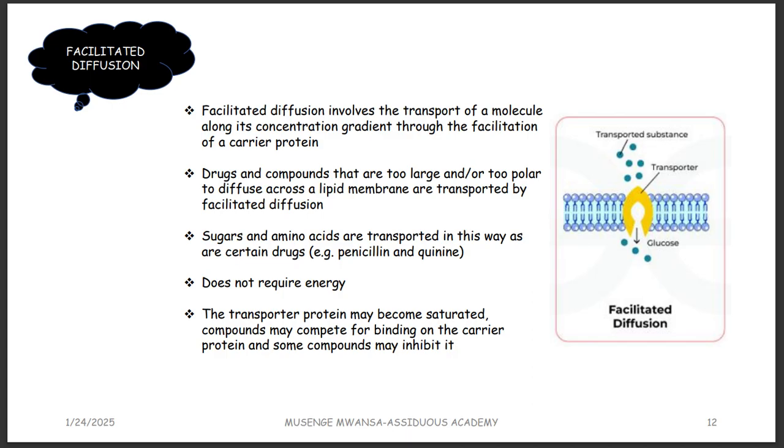Drugs and compounds that are too large and or too polar to diffuse through a lipid membrane are going to be transported by this method. Remember, the first one was the passive transport. So if drugs can't go by that method, if maybe they are large or they are polar, they have to go through channels, because at least channels can carry something that is charged, right? So the transport protein may become saturated, as we've said, and compounds may compete for binding on the carrier protein, and some compounds may inhibit these carriers.